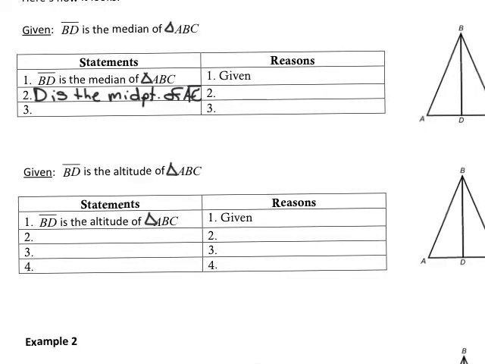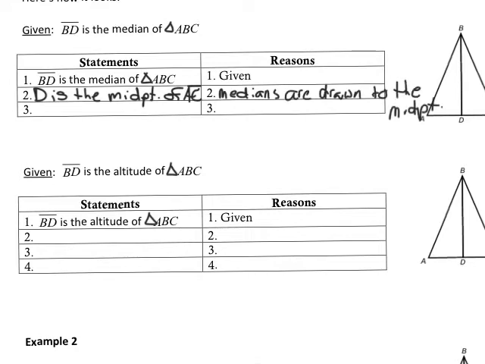So now we're going to look at how medians and altitudes are used in proofs. Here we have a triangle, and we're given that BD is the median of triangle ABC. So here's how we use it. We're given that, and then my next statement is going to say D is the midpoint of AC. And that's because medians are drawn to the midpoint.